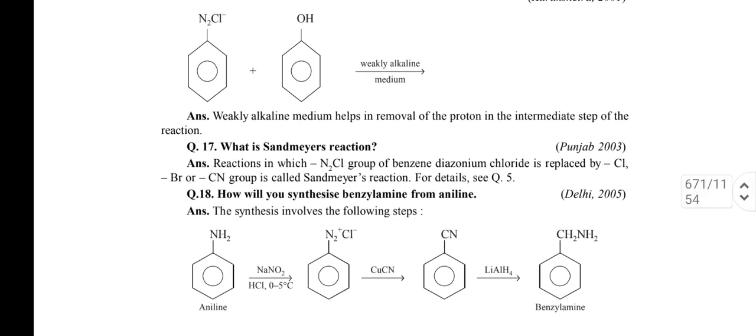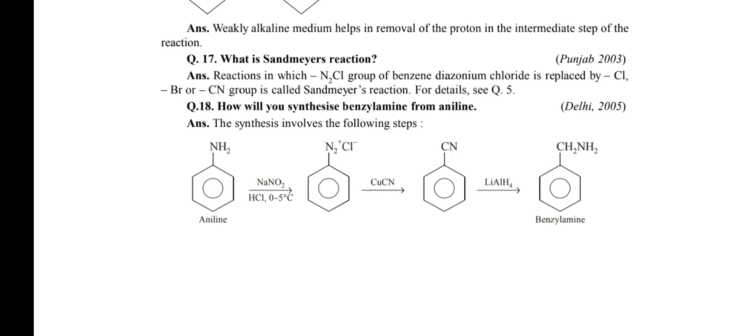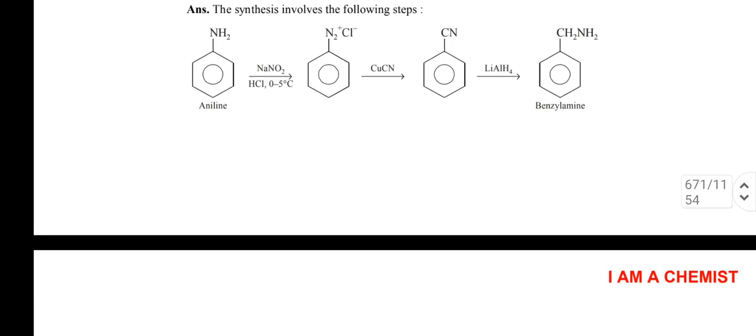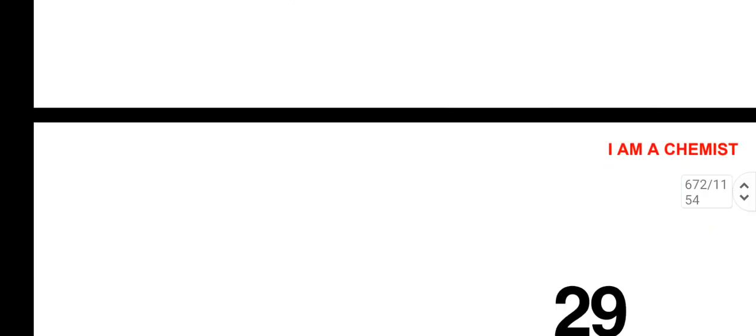What are Sandmeyer reactions? Reactions in which the N2Cl group of benzene diazonium chloride is replaced by chlorine, bromine or cyano group are called Sandmeyer reactions. Question 18. How will you synthesize benzylamine from aniline? The synthesis involves the following steps as given in the form of reactions.